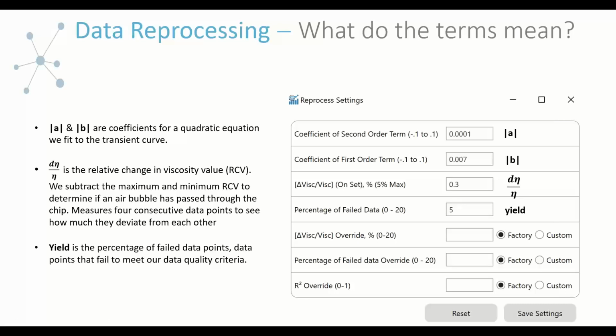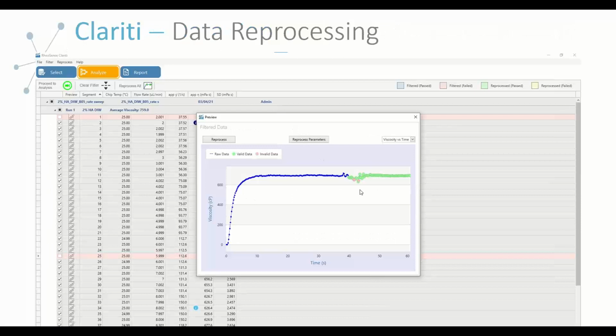So on that previous example, I'll go back one slide. What happened here is these consecutive data points were deemed no good because of a bubble, and so it flagged that as poor data quality. So this would have passed the quadratic terms, but it wouldn't pass the RCV.